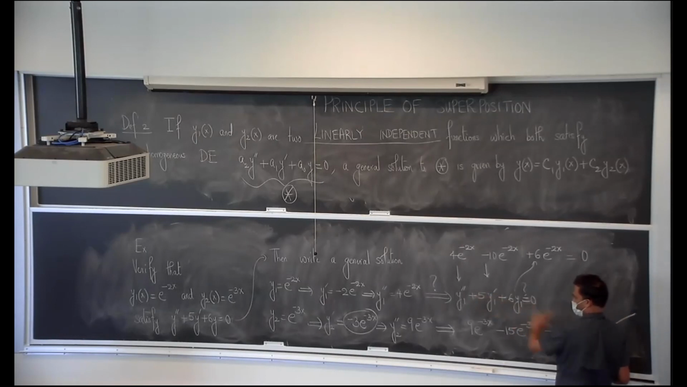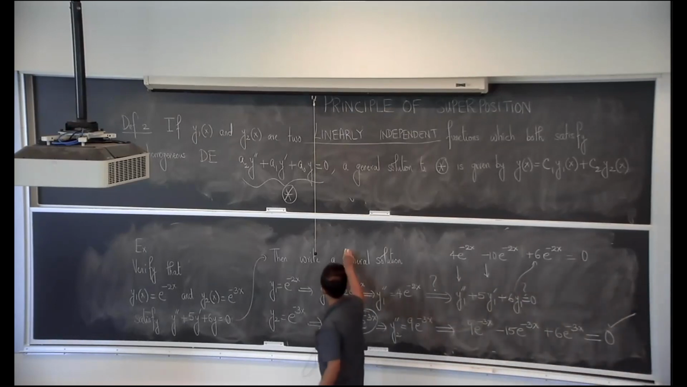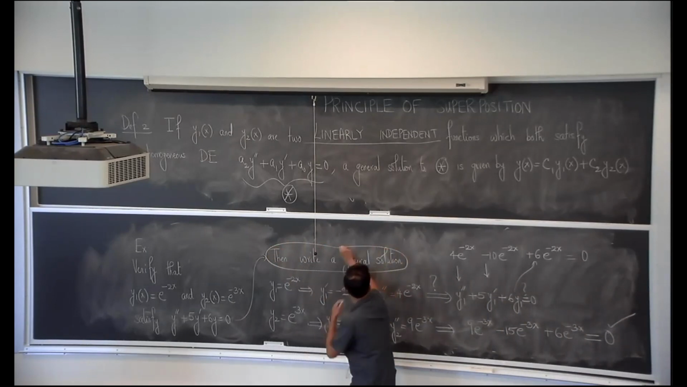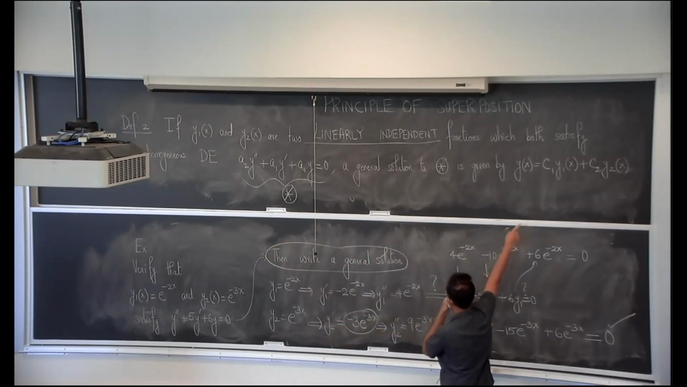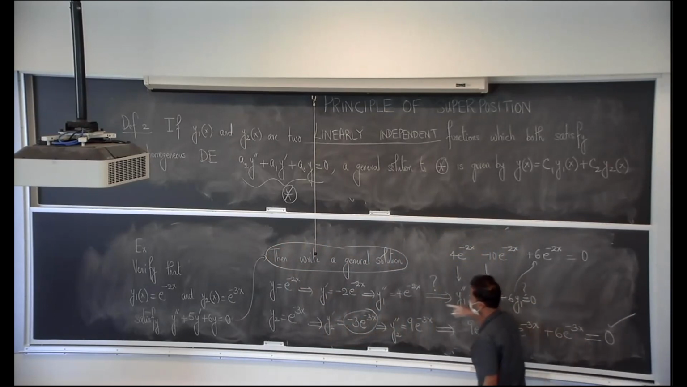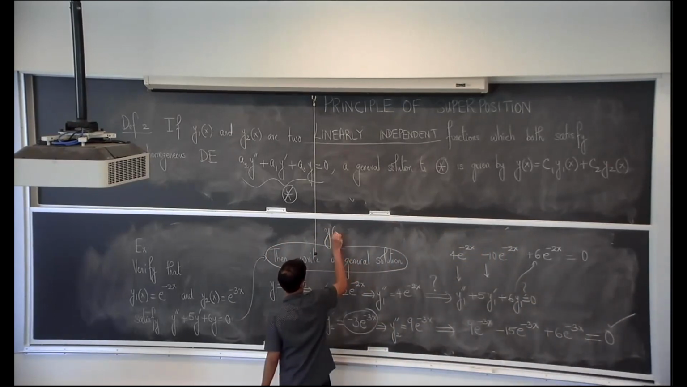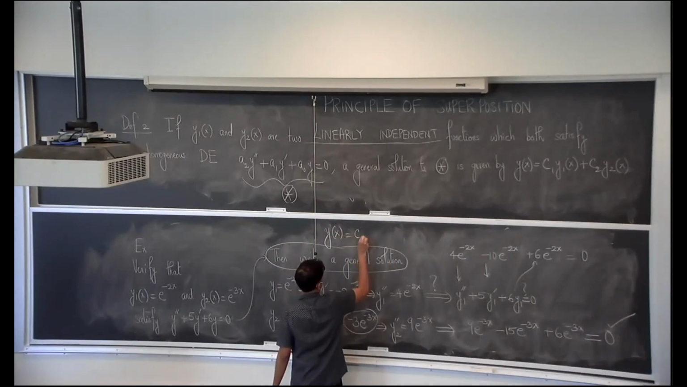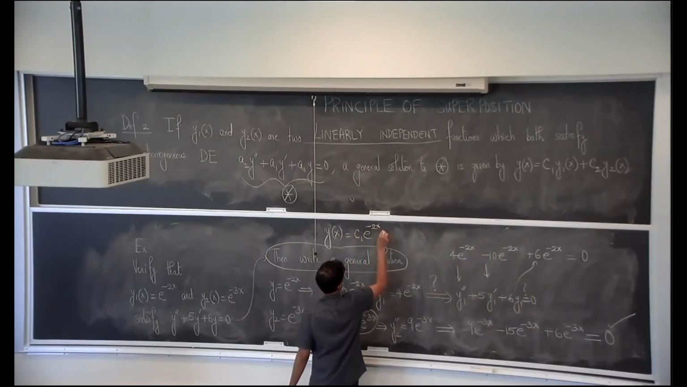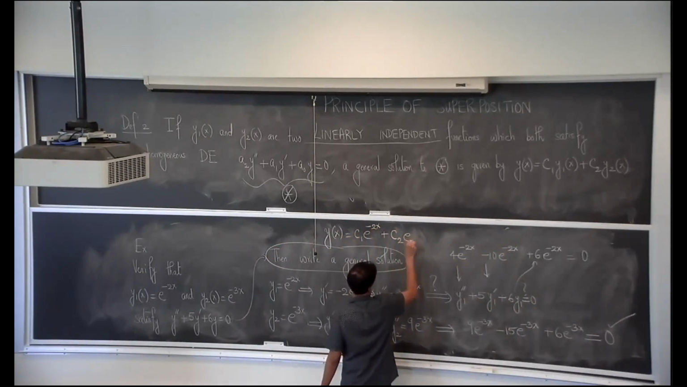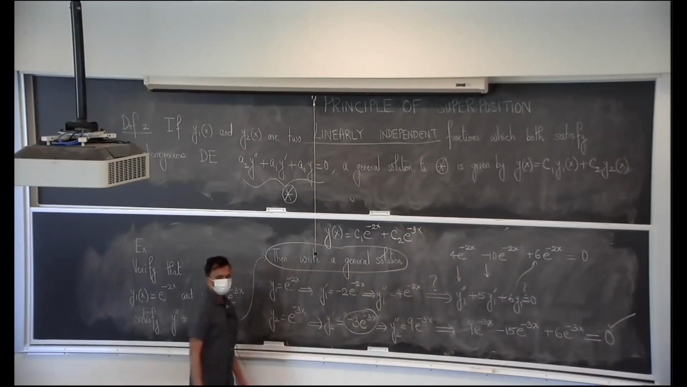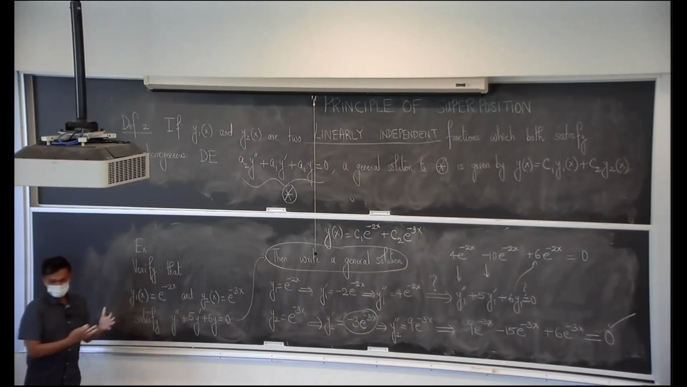So based on these two functions, which are linearly independent, we can write the general solution using the principle of superposition I wrote there. So this is your y1, that is your y2. So the general solution y of x would be c1 e to the power of negative 2x plus c2 e to the power of negative 3x. That is what superposition tells you.